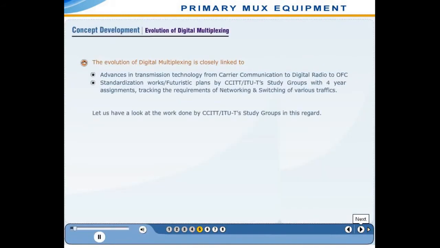Evolution of digital multiplexing. The evolution of digital multiplexing is closely linked to advances in transmission technology from carrier communication to digital radio to OFC. Standardization works or futuristic plans by CCITT or ITU-T's study groups with 4 years assignments, tracking and requirements of networking and switching of various traffics. Let us now have a look at the work done by CCITT or ITU-T's study groups in this regard.